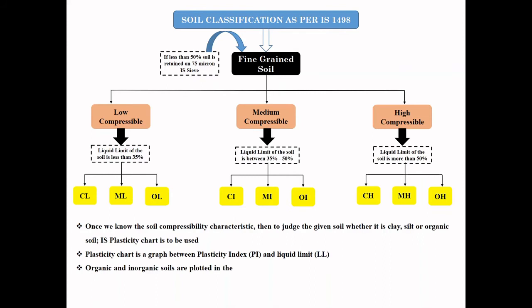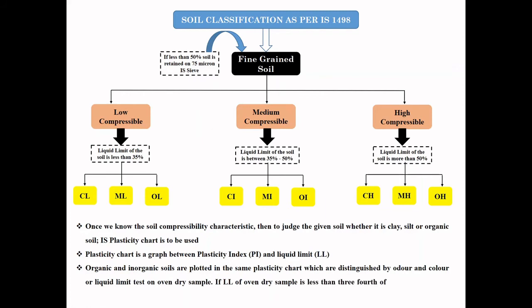Whether the soil is organic or inorganic in nature can be identified by distinguishing the odor and color, or by finding the liquid limit of the oven dry soil sample. If the liquid limit of the oven dry soil sample is less than 3/4 of that of the in situ soil sample, the soil is termed as organic, or otherwise it is termed as inorganic.